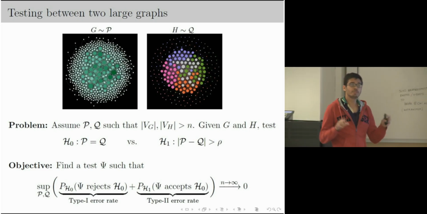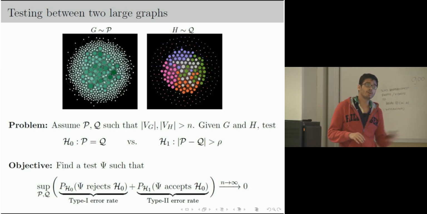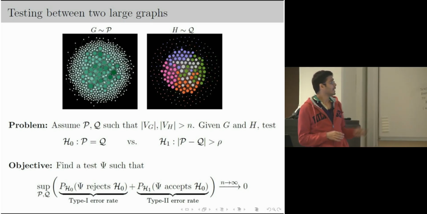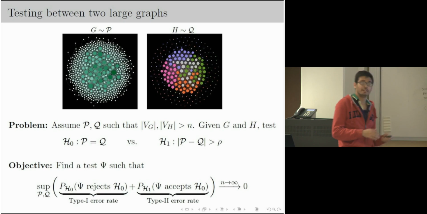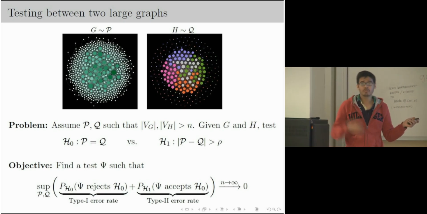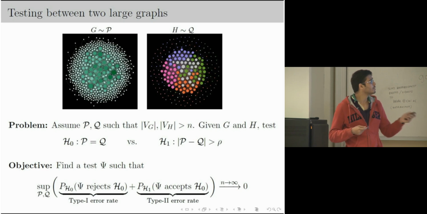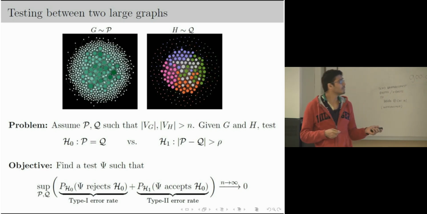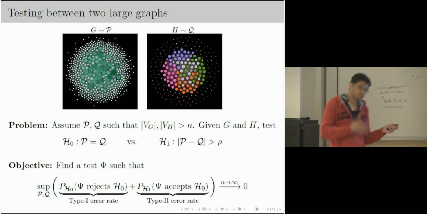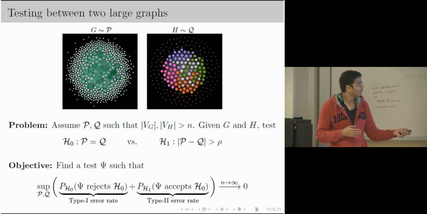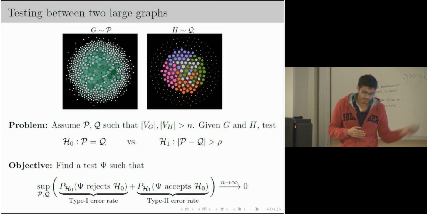Consider there are two distributions on the space of all large graphs that we can have. By large, I mean all graphs that have at least n vertices. And what we see are two graphs, one generated from each of these distributions. After observing these two graphs, we want to test whether the two large graphs come from the same model or they come from models that are separated by some distance rho. I will specify what this metric is later.